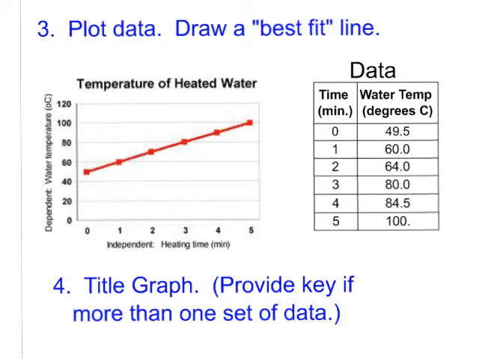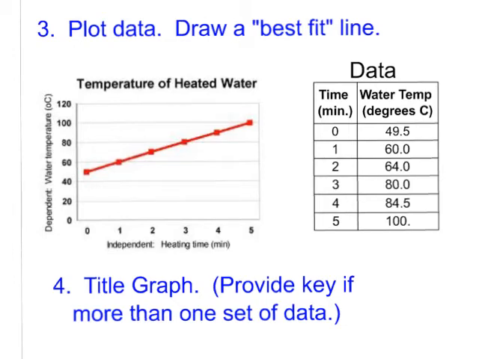So 3, we're going to plot our data now. So at 0, our water temperature is 49.5 degrees. So at time 0, we go up to 49.5 and put our little plot right there. And as we plot each of those pairs of data, we end up with our plots across our line graph.